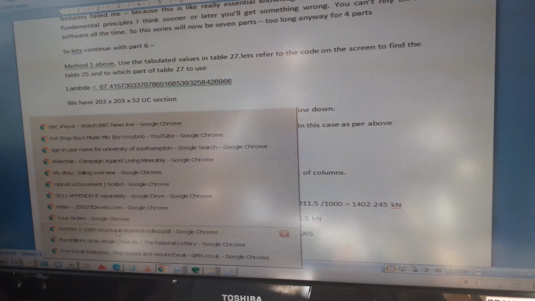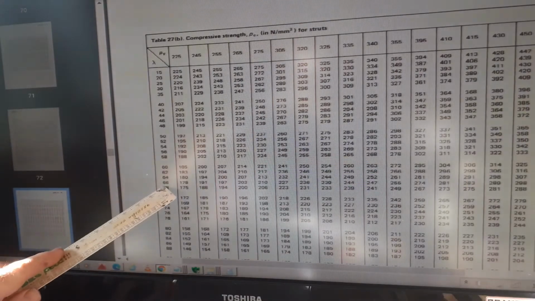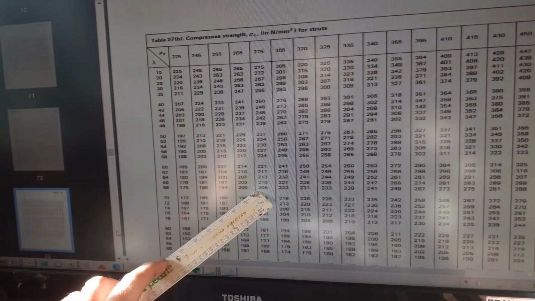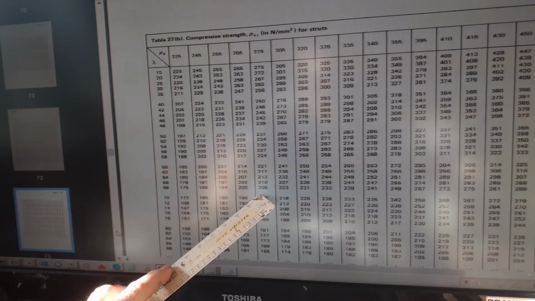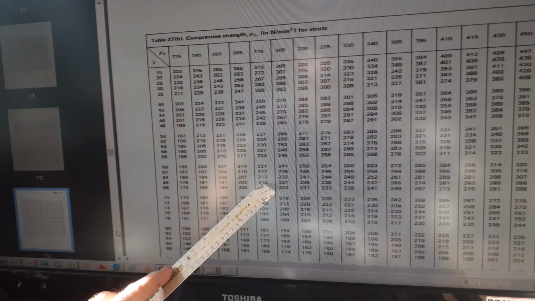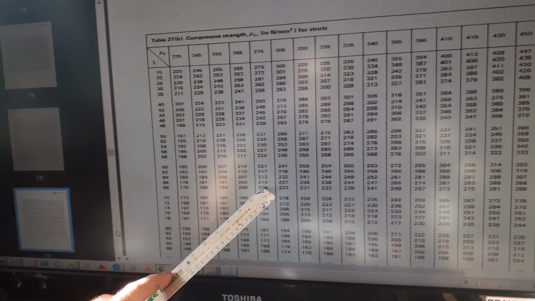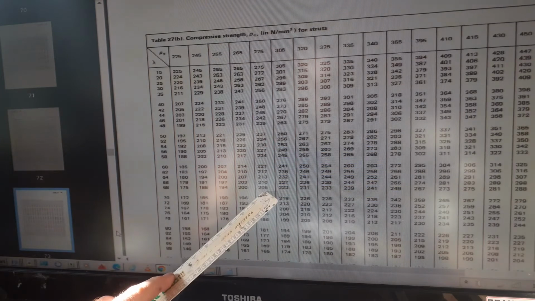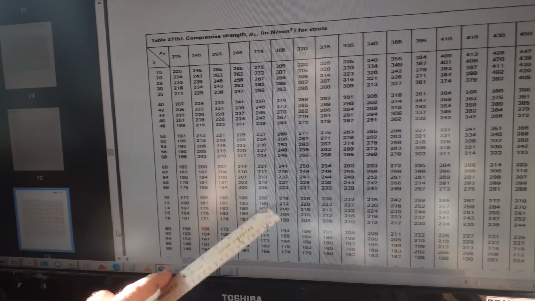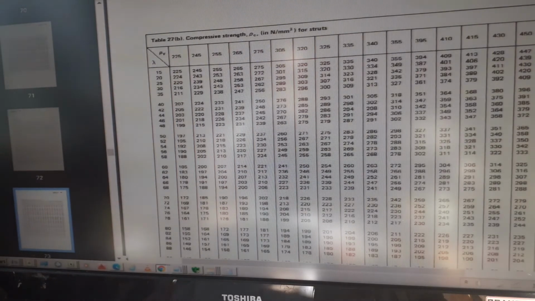Let me do that again. Lambda here is 67. You can't see it very well on the video, but if you've got the tables as well: py is 275, lambda 66, pc equals 210; lambda equals 68, py is 275, pc equals 206. So let's say lambda equals 67, then pc equals 208 newtons per millimeter squared.